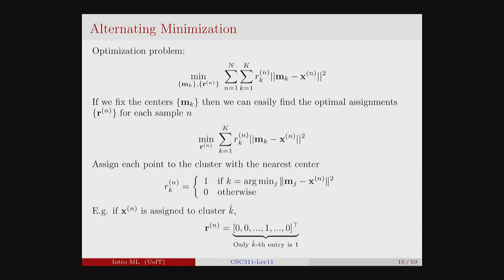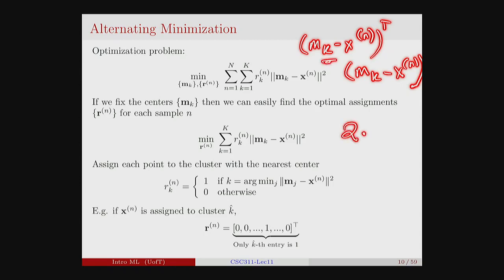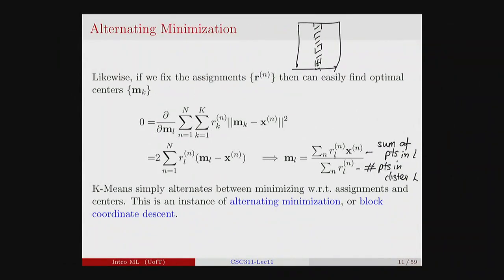And remember this, whenever you see a norm squared, you can write it as (mk − xn) transpose (mk − xn). This is a vector dot product. The derivative of a vector dot product with respect to one entry here is 2 times (mk − xn), which is how you get to this answer here. And then you just set this summation to 0.